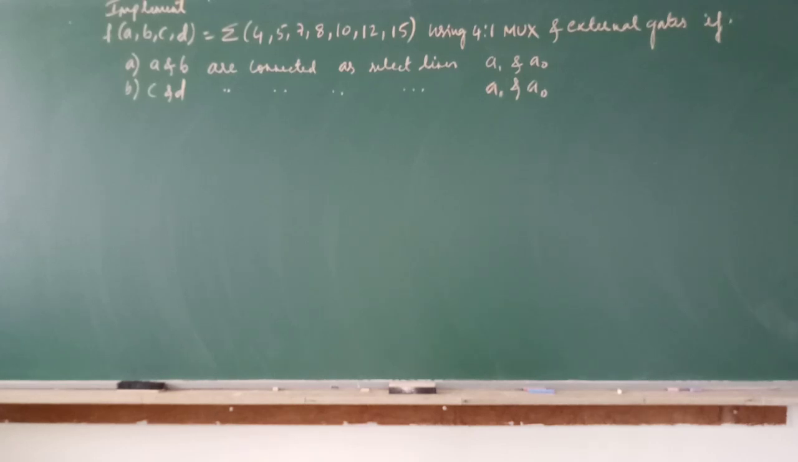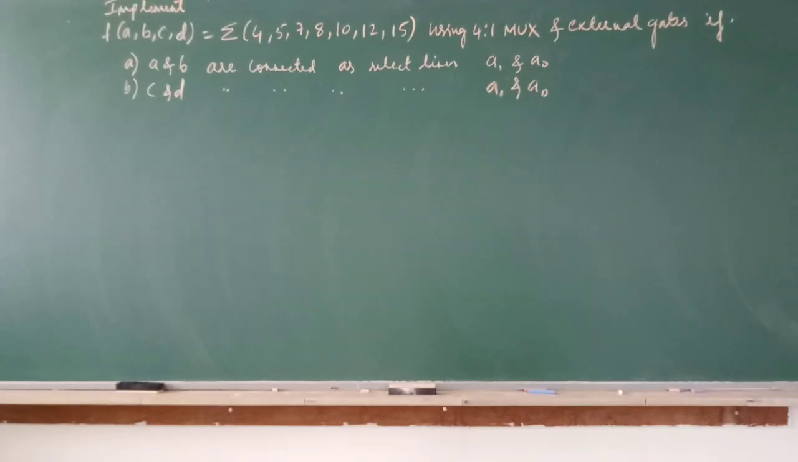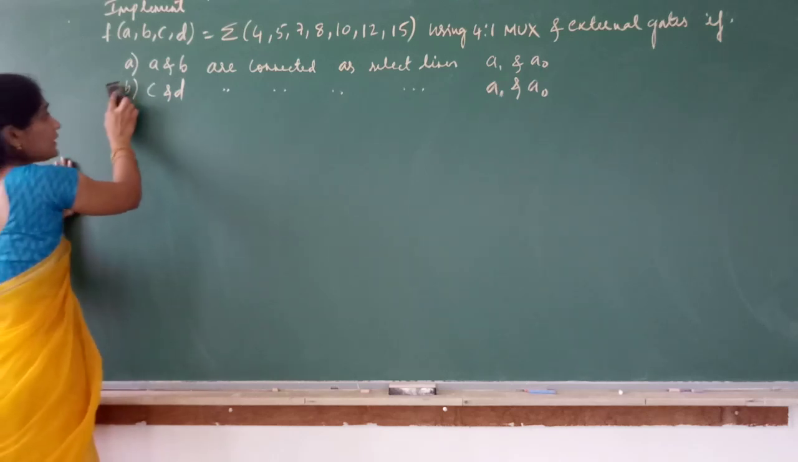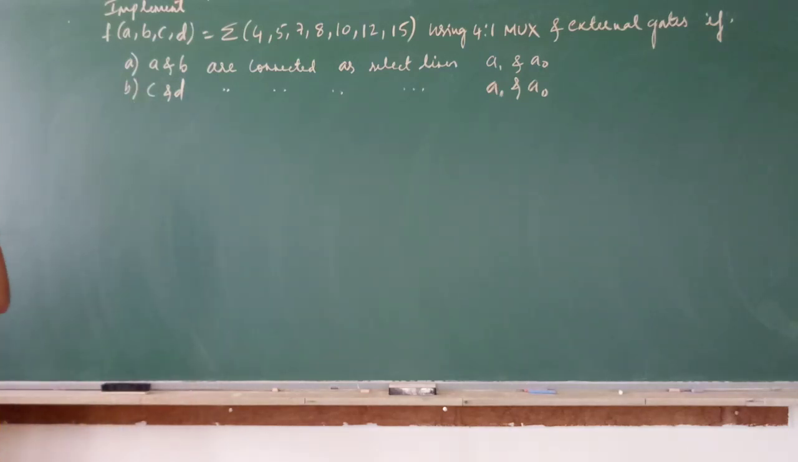Okay. So now let us take the second problem. So read the problem carefully. The question is implement f of a, b, c, d is equal to summation 4, 5, 7, 8, 10, 12, 15 using a 4:1 mux and external gates if required. First one, take AB as select lines and second one, take C and D as select lines. So first let us complete the AB part. Let us take AB as select inputs and solve the problem. Then we shall take CD.